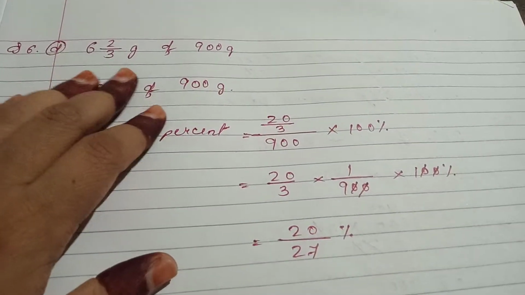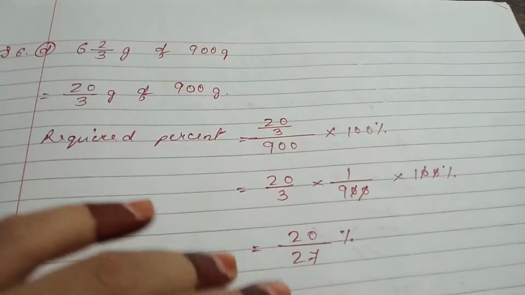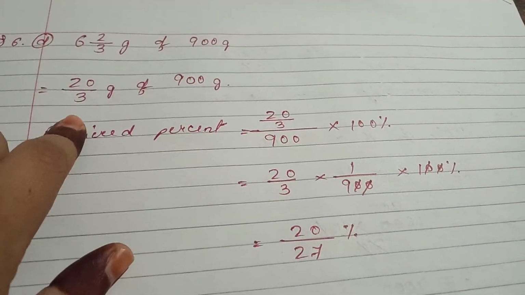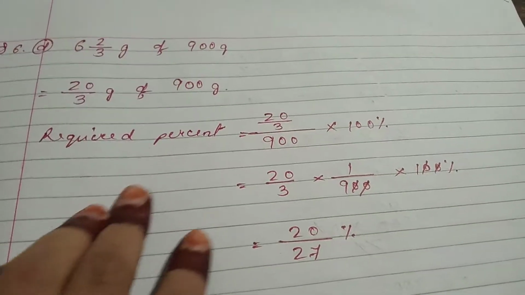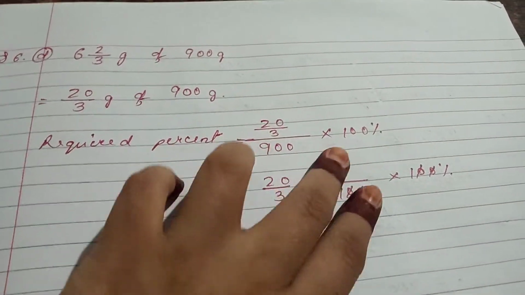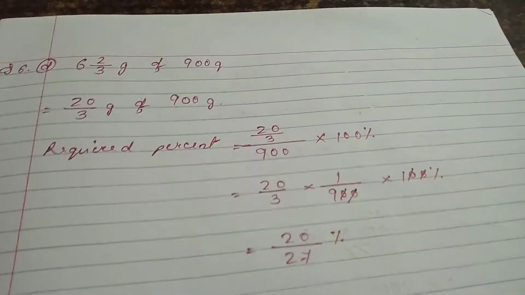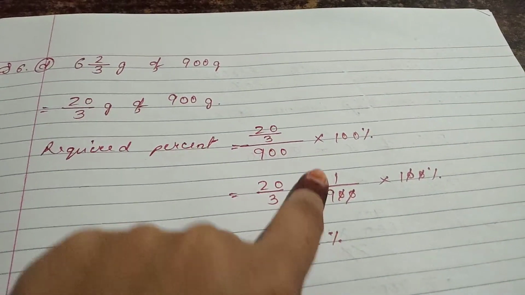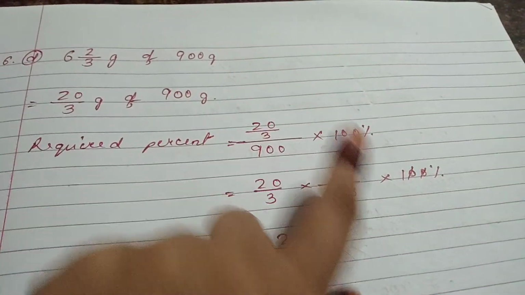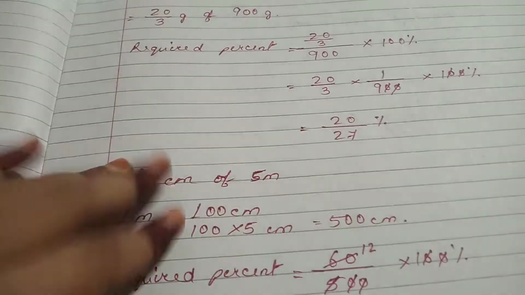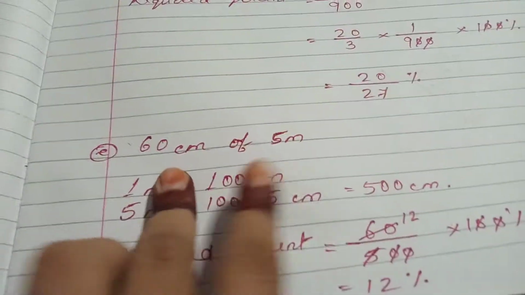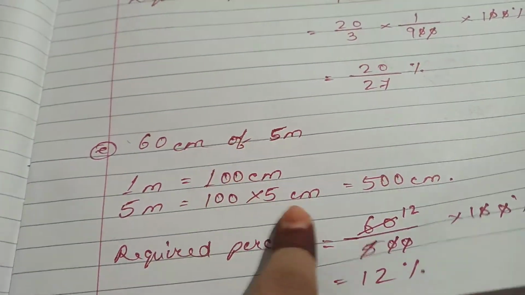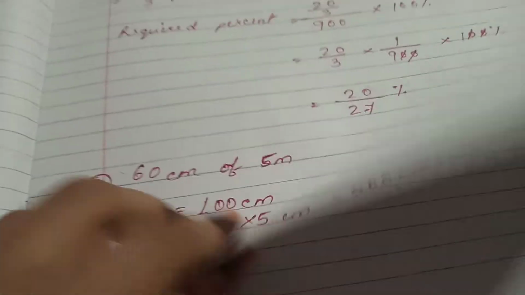6 2 by 3 grams of 900 grams. So we converted it to improper fraction from the mixed fraction. After that, our required percent is 20 by 3 by 900 into 100%. So 20 by 3 into 1 by 900, we are transferring the 900 to this side, into 100%. So after cancellation, it becomes 20 by 27%. Number E is also the same, the units are different, so we are converting the meter to centimeter, and the rest we are doing as it is.